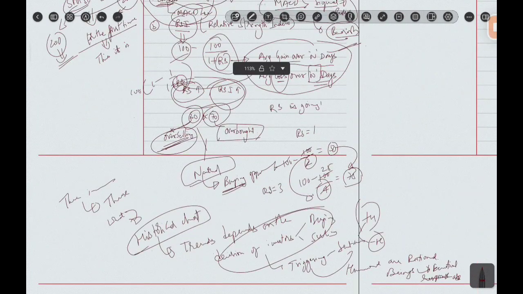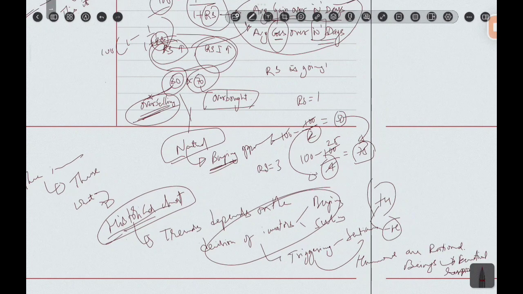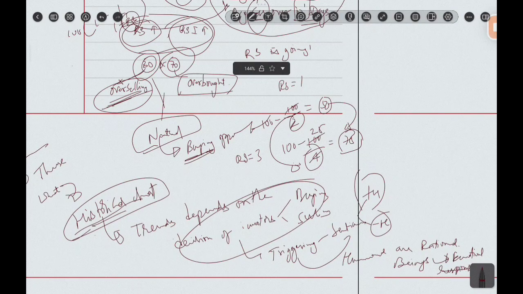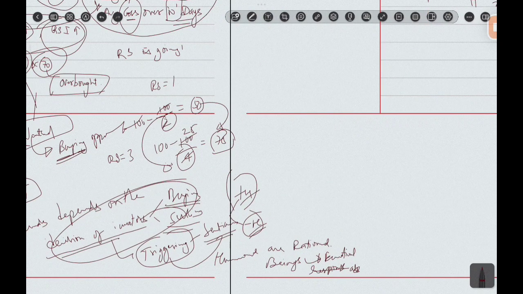First of all, I want to caution that this analysis is based on historical charts, and these trends depend on the decisions of the investors, whether it's a buying or selling decision. These are triggered by sentiment, maybe positive news or negative news. And we know that humans are rational beings but emotional in response.